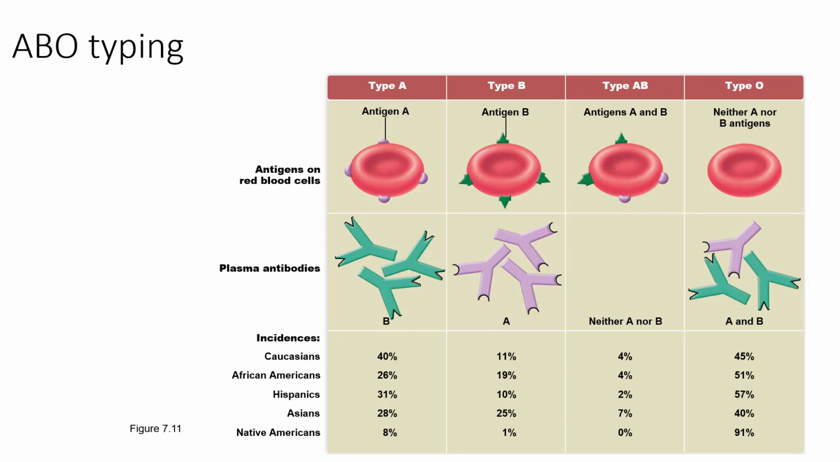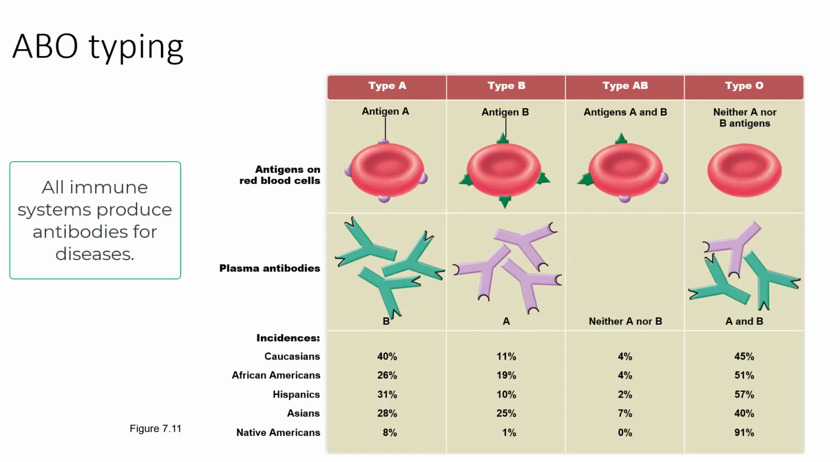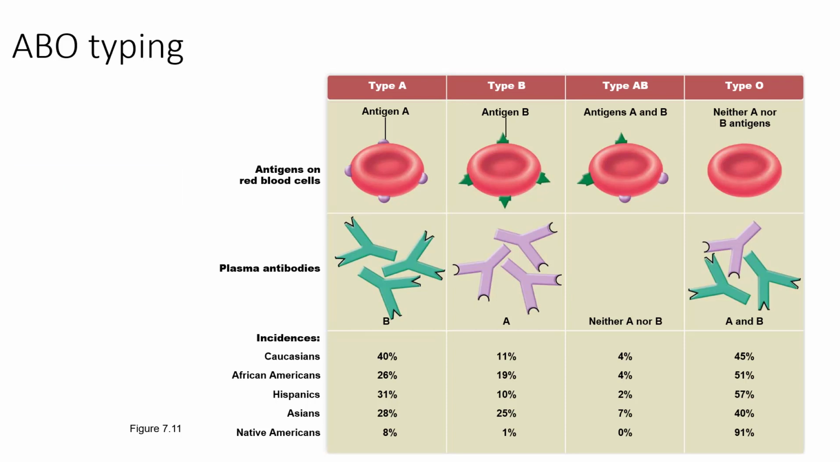What these antigens are, I remind you, are glycoproteins that are expressed on the cell membrane of the red blood cells. The body will produce plasma antibodies, and these antibodies will be anti-B in the type A individual, anti-A in the type B individual. They cannot produce any antibodies in the type AB because that would attack either A or B, and type AB has both A and B. In type O blood, there are antibodies against A and antibodies against B.